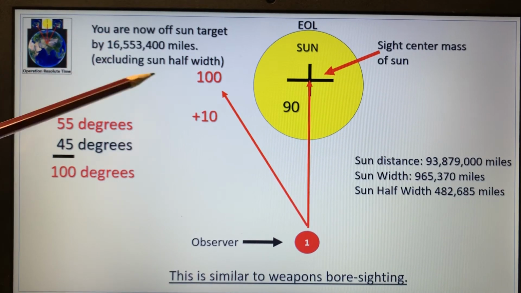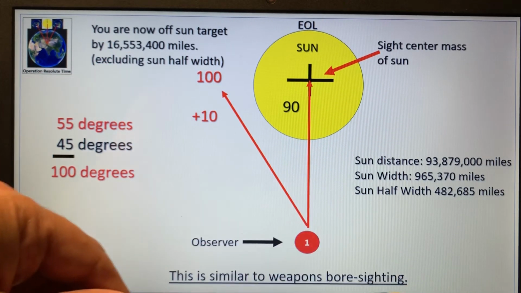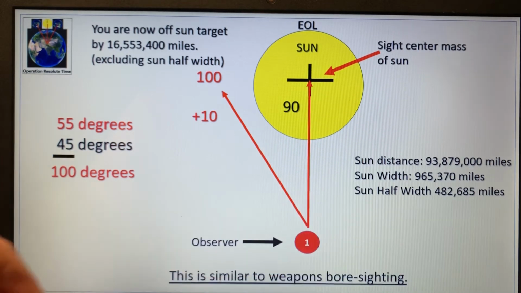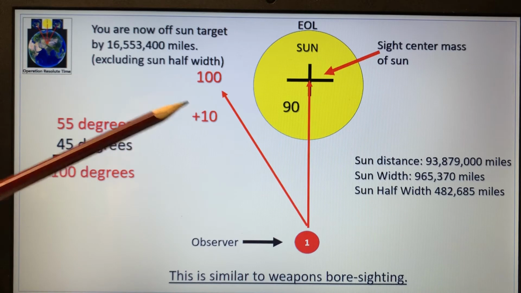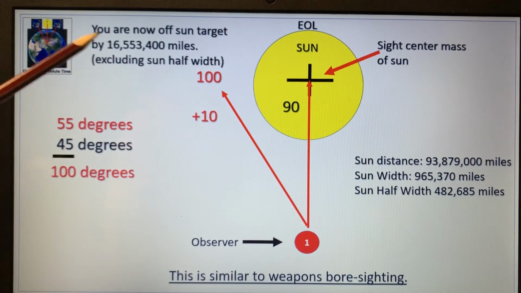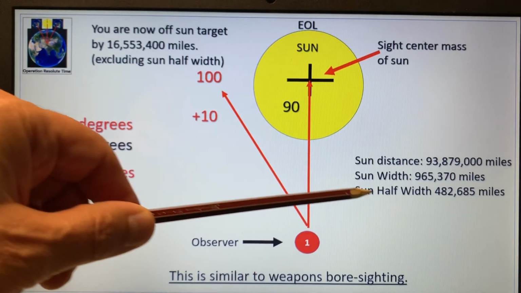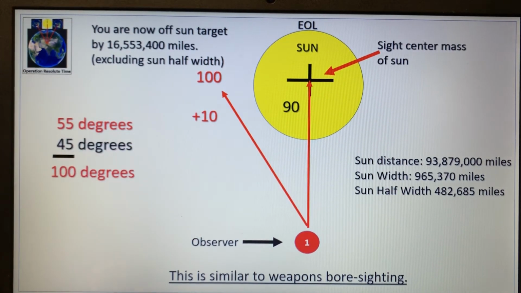What that means distance-wise, and this is similar to U.S. weapons bore sighting. When you bore sight weapons, the U.S. military uses this, and it's a very effective tool, bore sighting. You are now off sun target by 16.5 million miles. And if we use sun half width, you're just off by 16 million miles. So not only are you not in the right area code, you're not even in the right phone book. So you're not looking at that object.